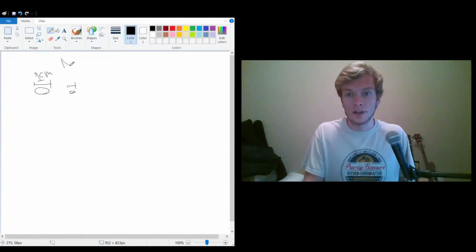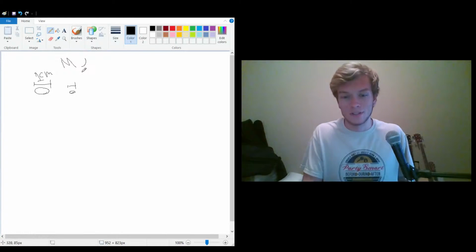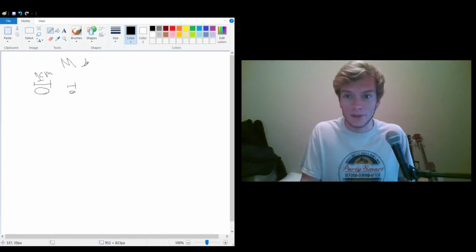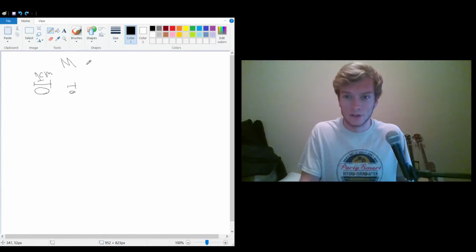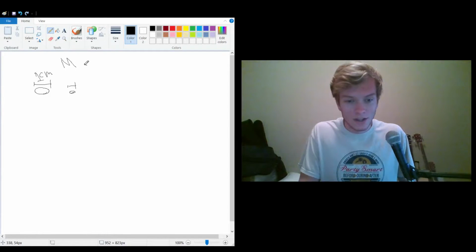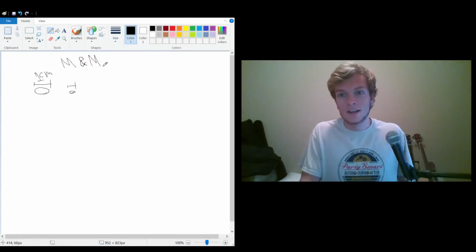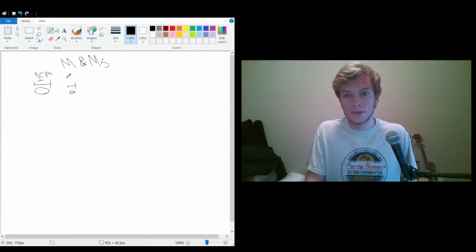So these are M&Ms, and I can't draw the ampersand off the top of my head. I drew it backwards, that's the problem. I'm looking at my keyboard. It goes up, around like that. M&Ms. So we have this, which is less than 1 centimeter.